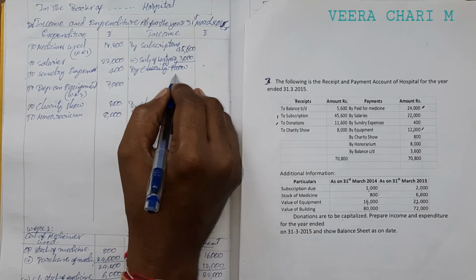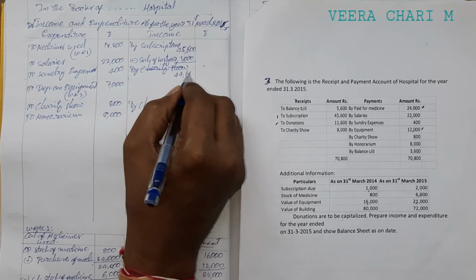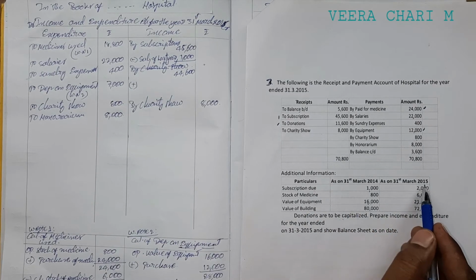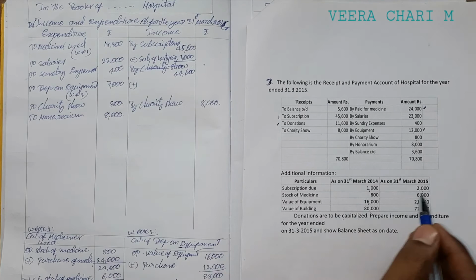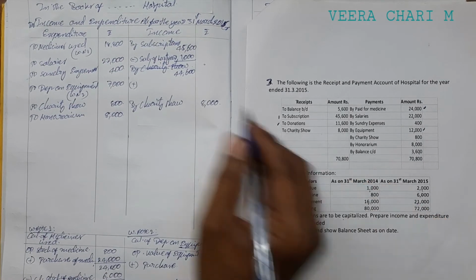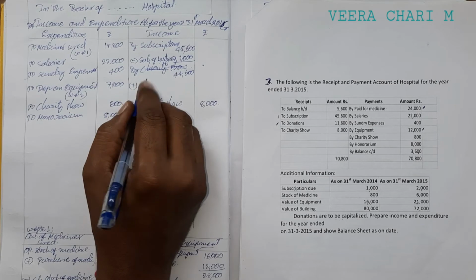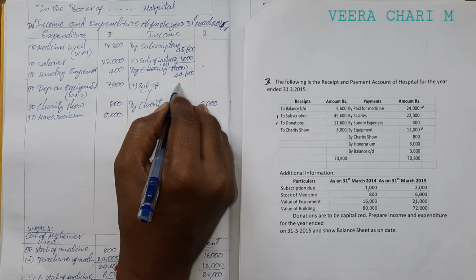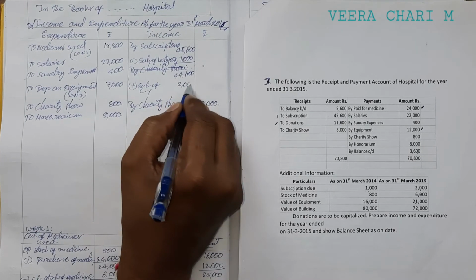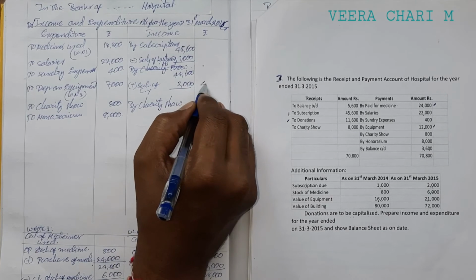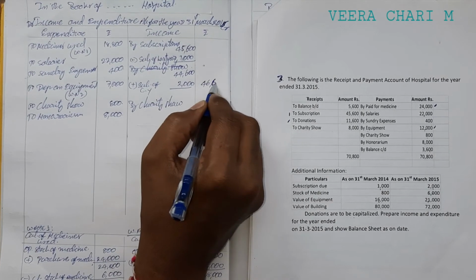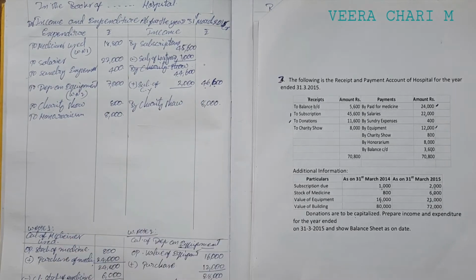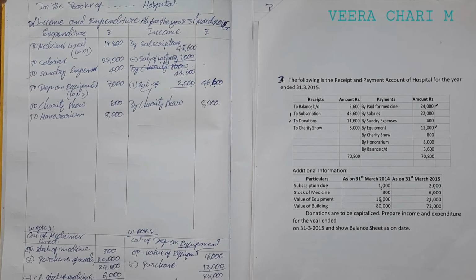If you deduct the 1,000, then it is 44,600. Next, add subscription due in the current year, that is, the current year 2015. So the current year outstanding should be added. Add subscriptions of the current year, that is 2,000. The total amount is 46,600: 44,600 plus 2,000 is equal to 46,600. That is only the subscriptions calculation here.